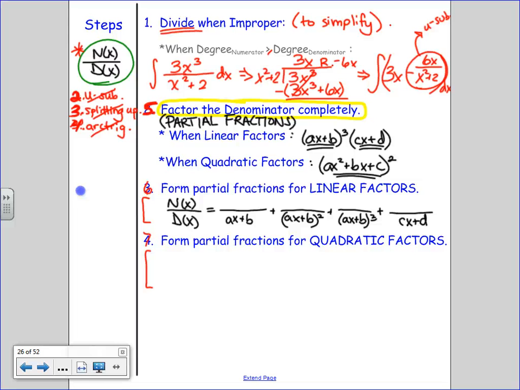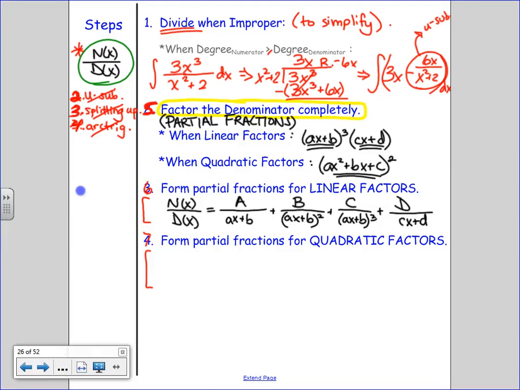Now, hold on, I can't just stop there. I have an unknown constant on top, because it's not going to be improper. If it were improper, I should have already divided. So this can't be a linear, this has to be a constant, one degree below. Unknown, unknown, unknown. I'm going to form partial fractions. Now I still have to solve it, but this is how I set up the problem.